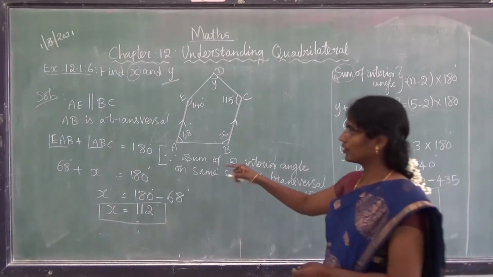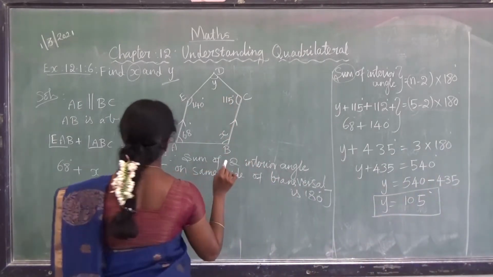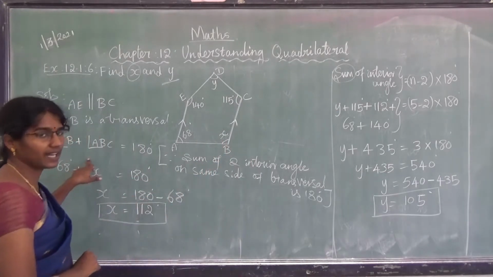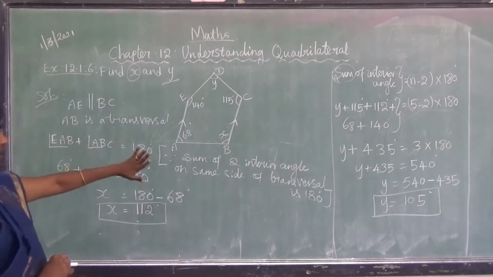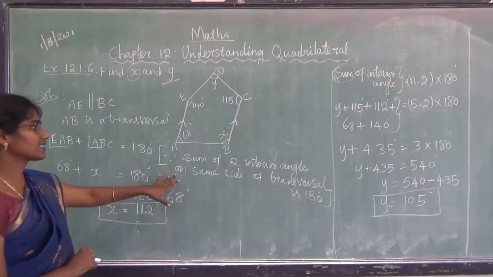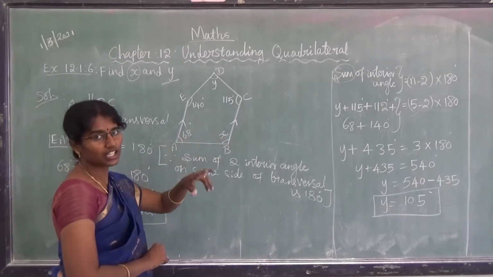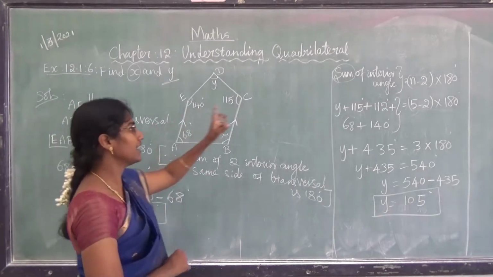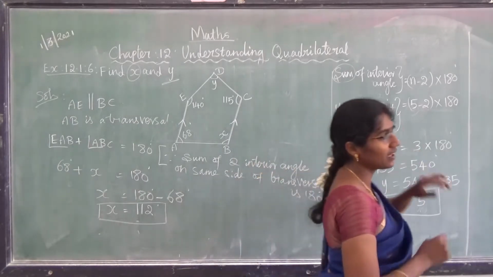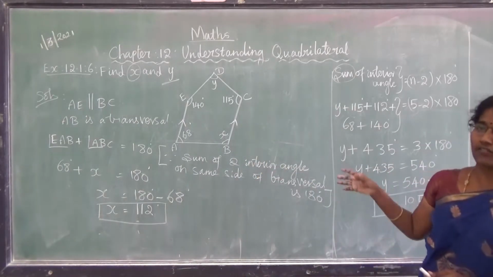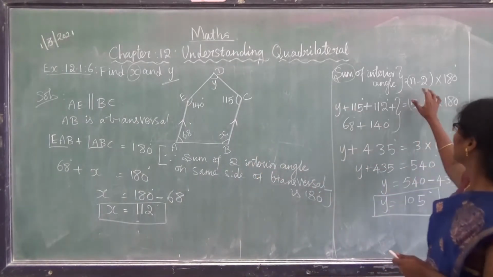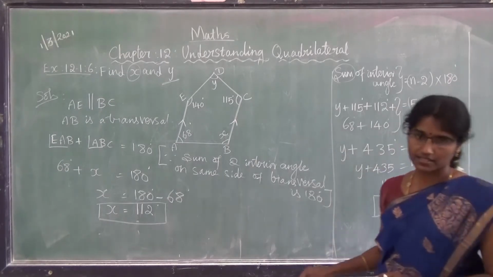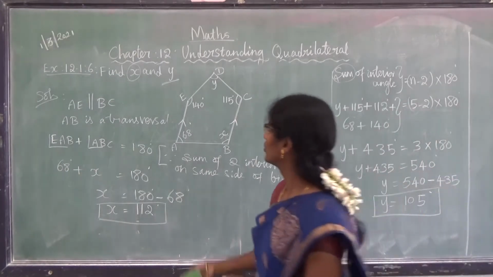Okay, so now we found the value for x and y. For x we use the parallel line concept: if two parallel lines are cut by a transversal, the sum of the two interior angles is equal to 180 degrees. For finding y we are using the sum of the interior angles of any polygon. The formula is (n minus 2) into 180 degrees. Is it so? Okay. Now I will move to the next sum.